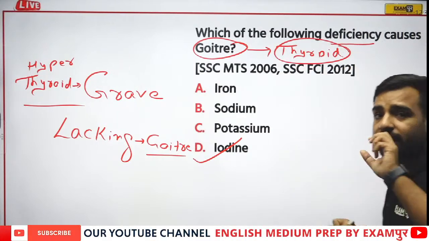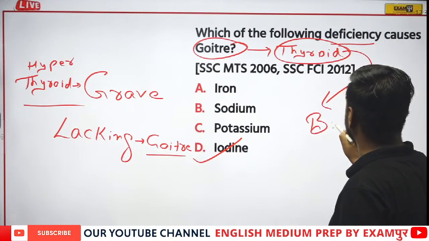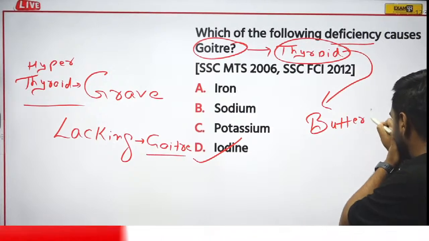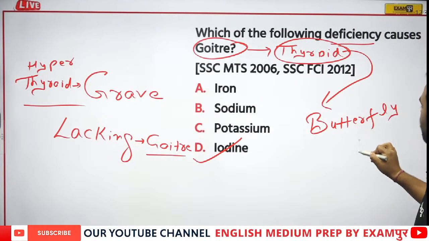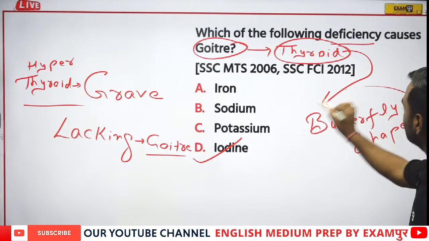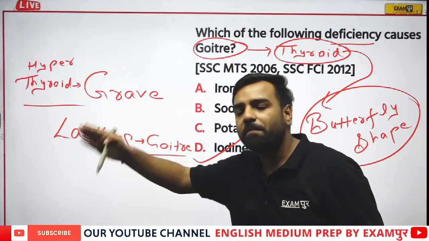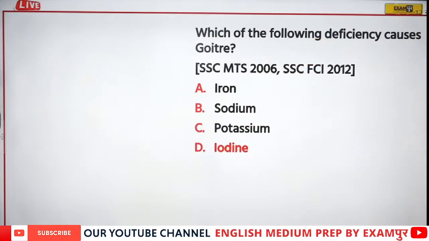Its structure, it is actually asked, it looks like what? It has a butterfly shaped structure. And if I talk about those 4 dots which are present over here, that is actually related with the parathyroid. Yes, so iodine is going to be the correct answer.